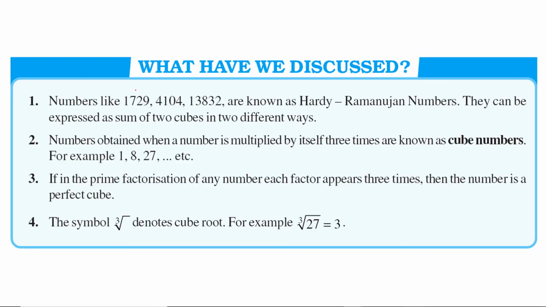So what we have discussed, these are known as Hardy-Ramanujan numbers, because these can be expressed as the sum of two cubes in two different ways.